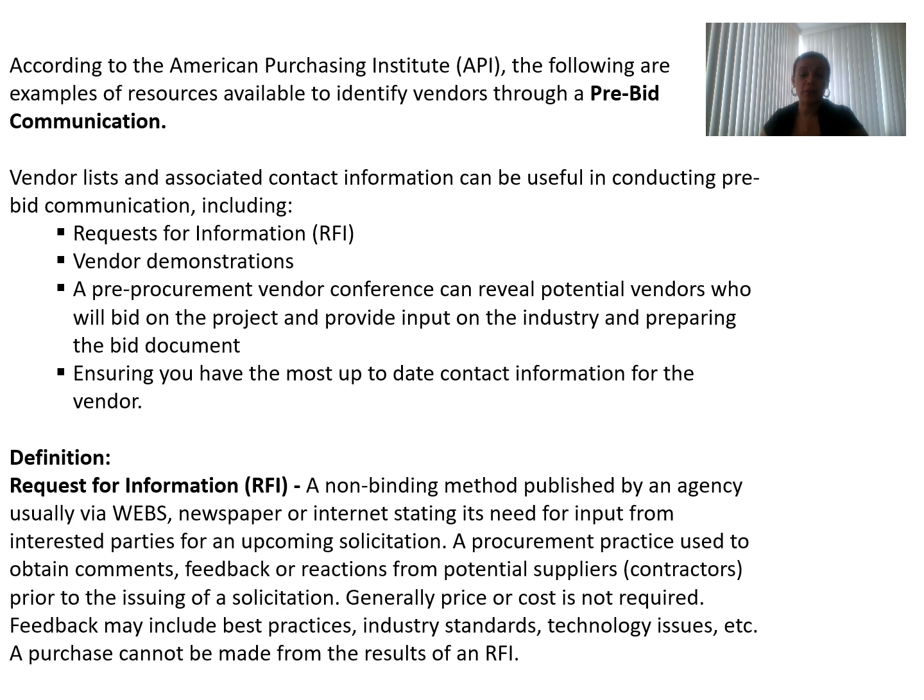In the case of the request for information, this is not a bidding method. This is a formal document that you usually publish through a newspaper, on the internet, or on your website, saying that you are looking for vendors for a specific thing. At the end, it is a procurement practice used to obtain comments, feedback, and reaction from potential suppliers or contractors. In this request for information, you are not asking for price or cost. You need information about what a specific vendor is available to provide in terms of what you need or what you are looking for.